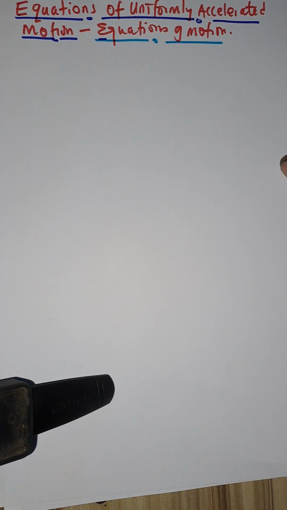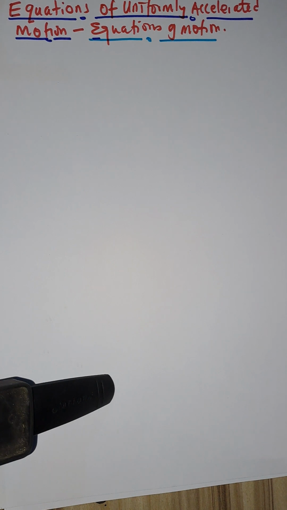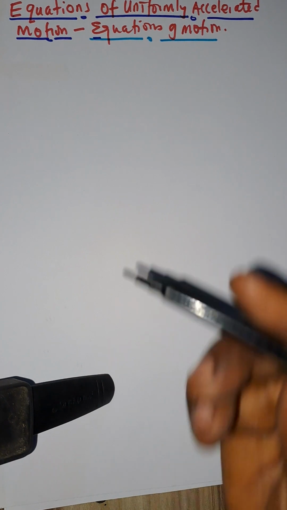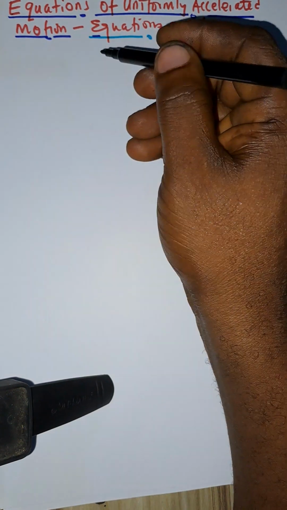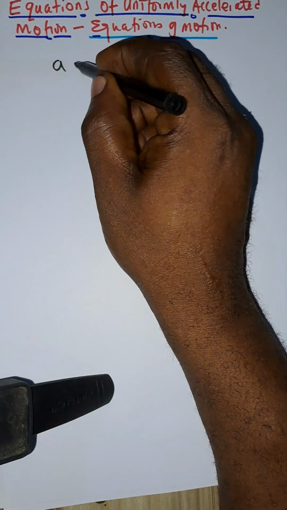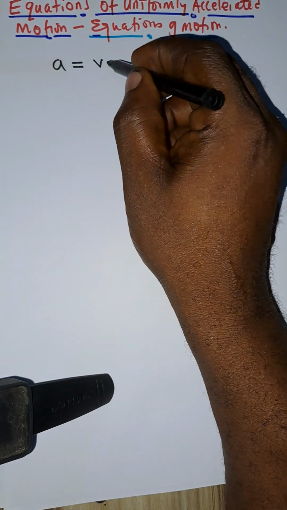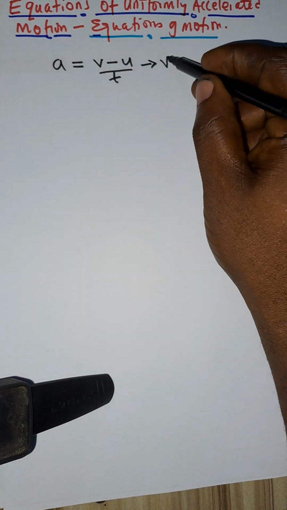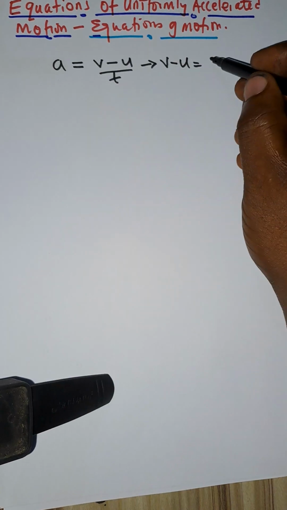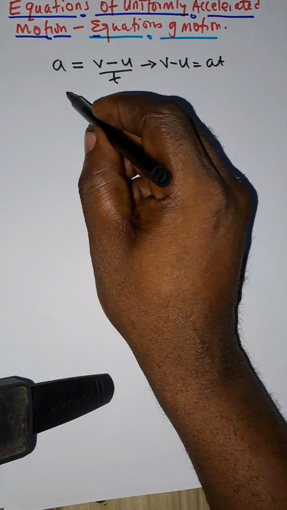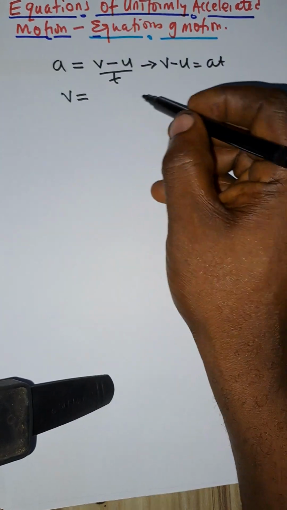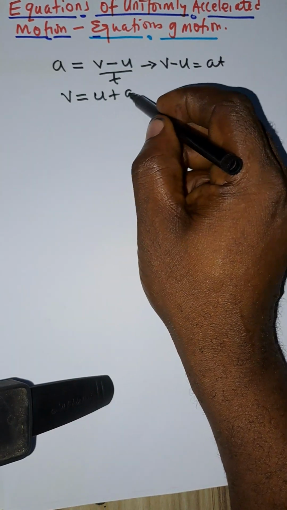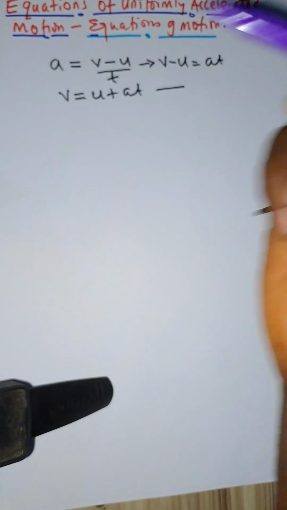Friends, let's look at equations of uniformly accelerated motion, the equations of motion. Now, we recall briefly that acceleration, which is the rate at which velocity changes with time, is defined as final velocity minus initial velocity over time. So a = (v − u)/t. If you cross multiply, v minus u will be at. Now, v will be equal to u plus at. This is our first equation of motion.